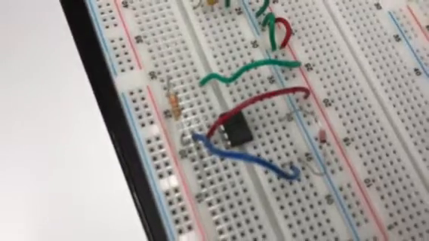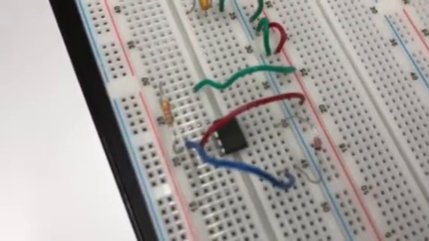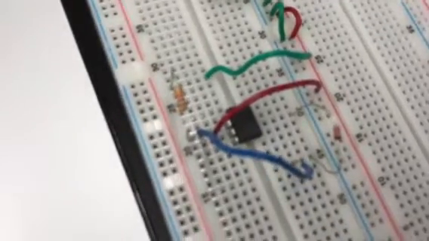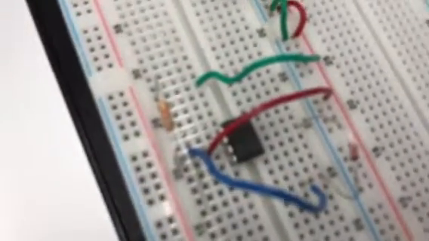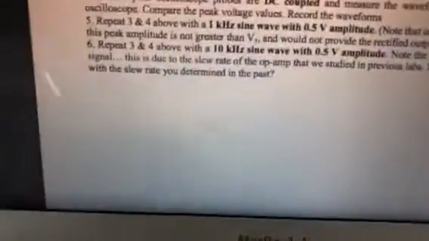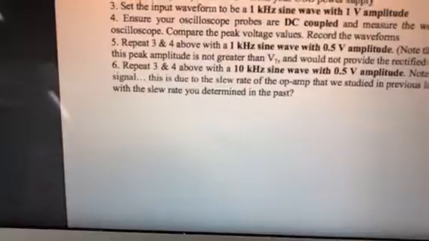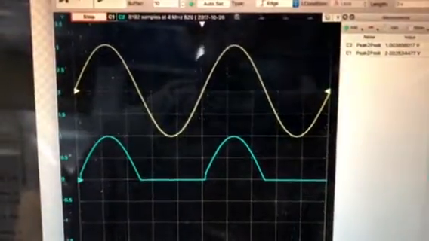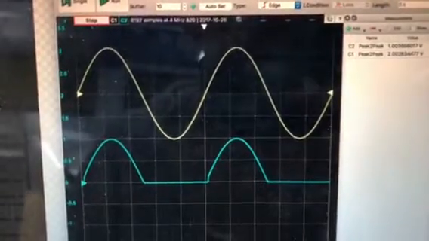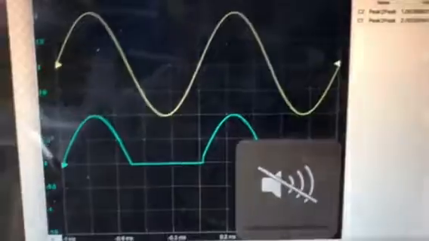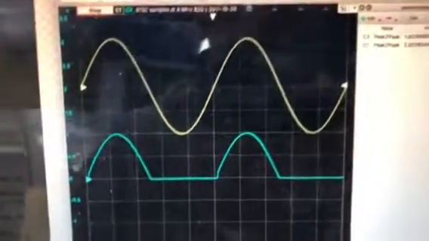For our first waveform, we inputted a 1 kilohertz sine wave with a 1 volt amplitude, and we observed half-wave rectification. We also observed that the amplitude was the same for both Vout as well as Vin.